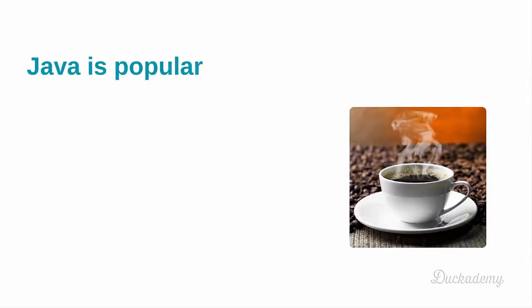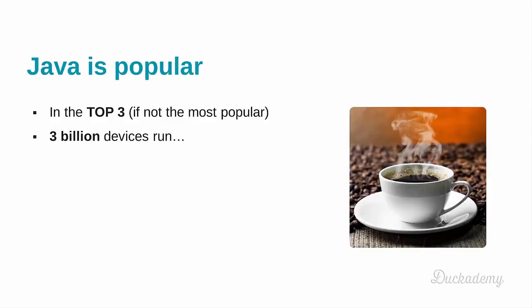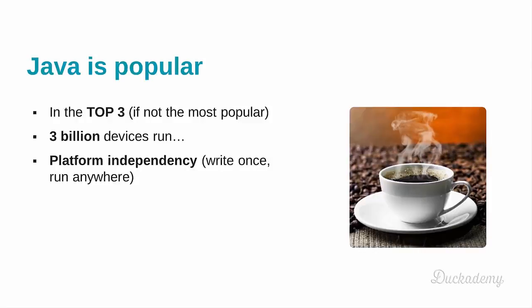As you might know, Java is a very popular programming language. If you read statistics on the internet, all agree that Java is in the top 3 most popular programming languages, and some of them say that Java is the most popular programming language. And you might hear the expression, 3 billion devices run Java. And Java is a platform-independent programming language. That means you can write your code once and you can run it anywhere.